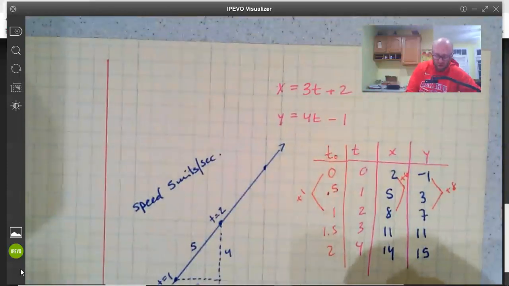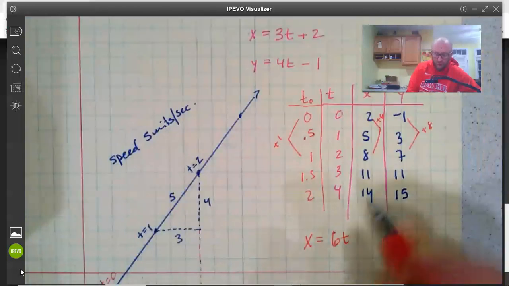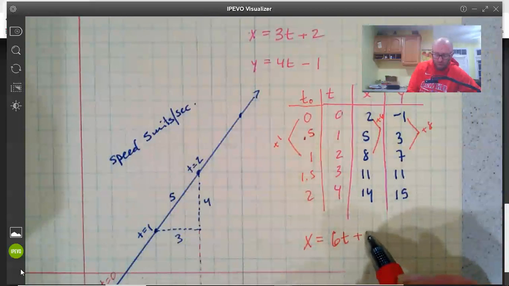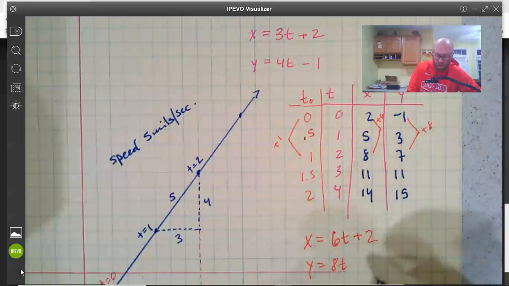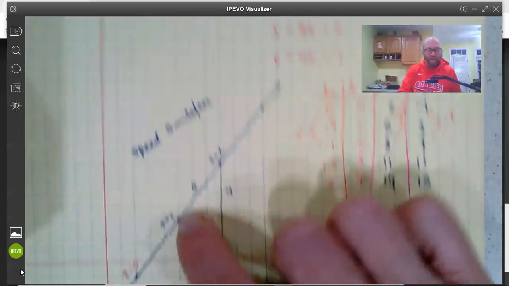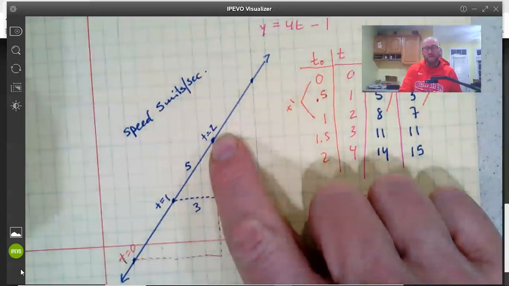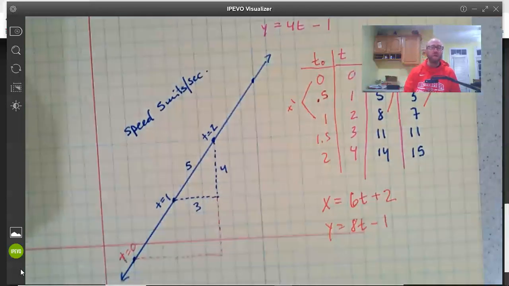So our new equations are x equals our new rate of change for x, 6 times t, plus our same old starting point, plus 2. And y equals our new rate of change for y, 8t, minus 1. If you want to check it out, you can make a new table, plot the new points, and label the new times, and you should see that the line is going to look exactly like this, except time 0 will be here, and this, instead of being time 2, will now be time equals 1. The bug went twice as far in the same amount of time, so it's going twice as fast.